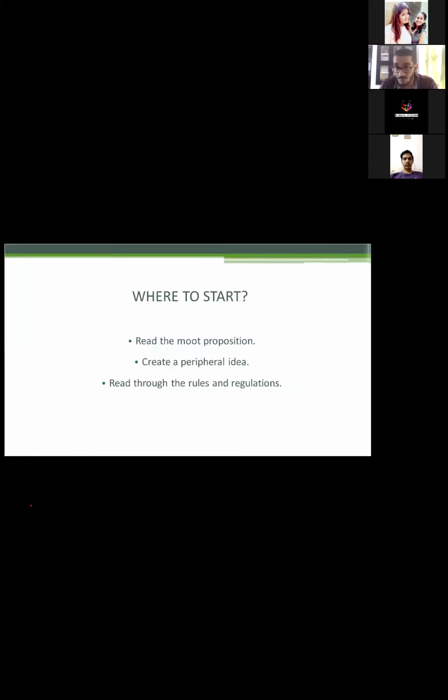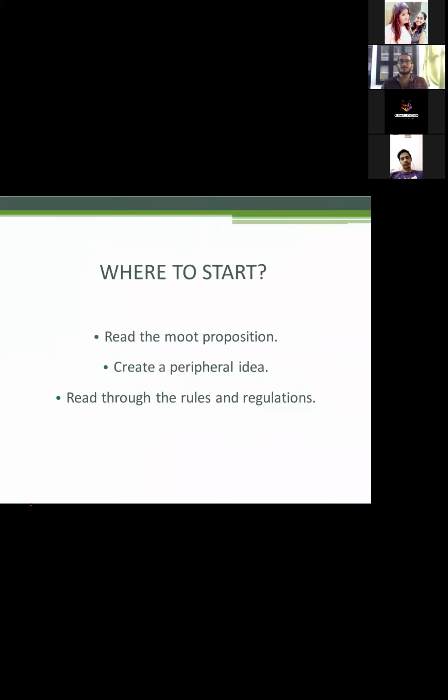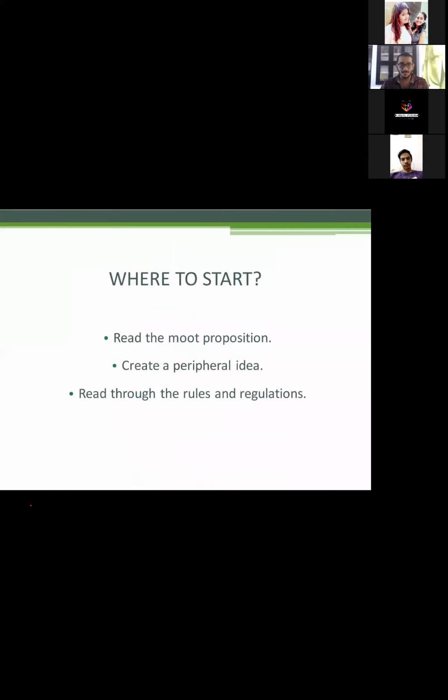So moving on to the first slide, where to start. By this time, you are in a moot court team and you have the memorial in your hand, and you are just wondering, what should I do first? Should I go on to the issues? Where do I research? Or what should I read?